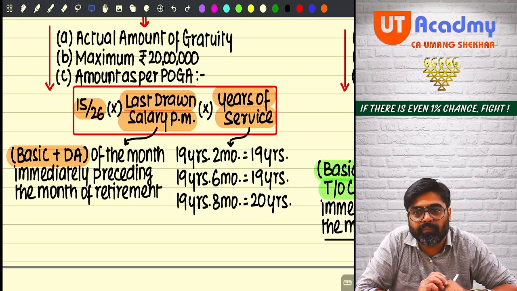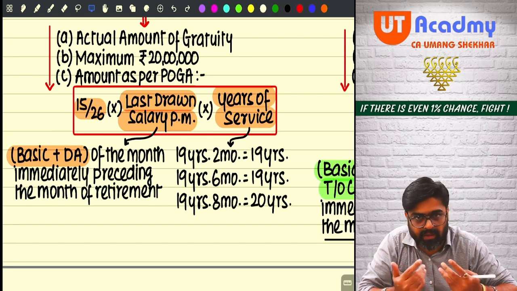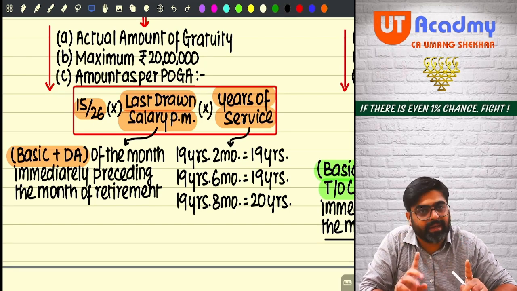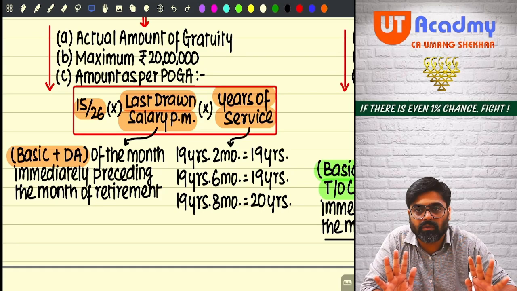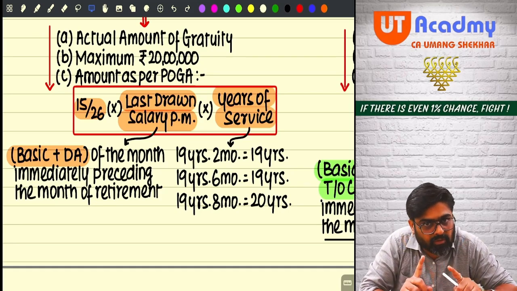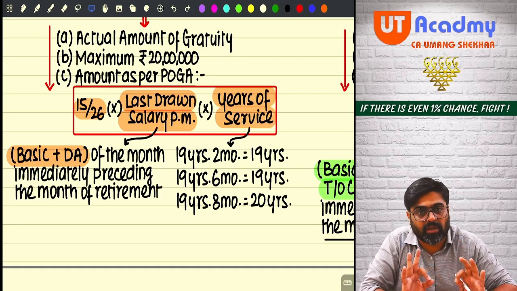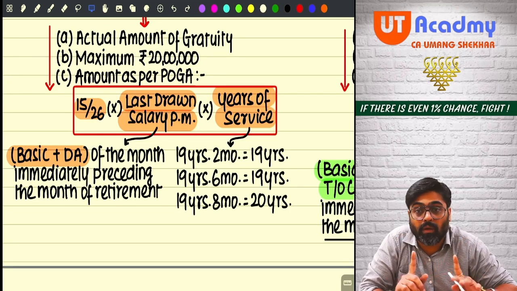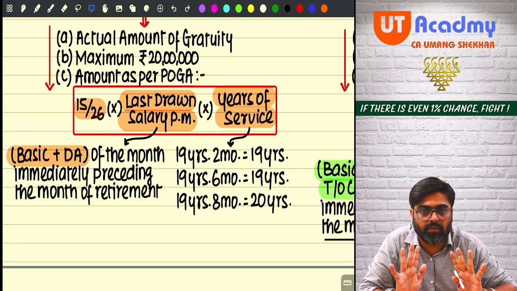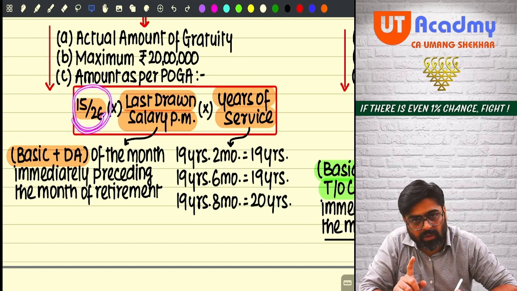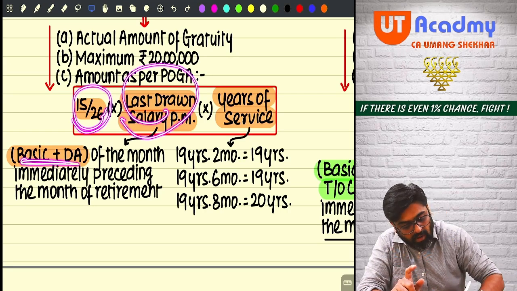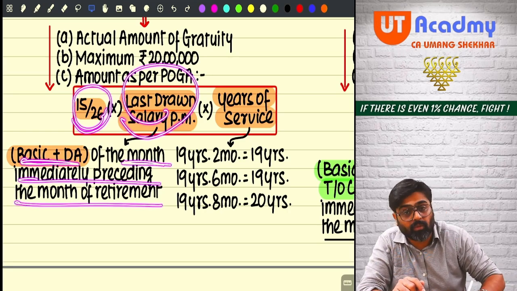Getting my point? This cannot be explained better than this. I am telling you, it cannot be easier than this. And if you remember all these things, trust me, not a single question can put you in trouble. You have to remember all these things. Will you? So what is 15 by 26? You understood? What is last drawn salary? Basic plus DA of the month immediately preceding the month of retirement.